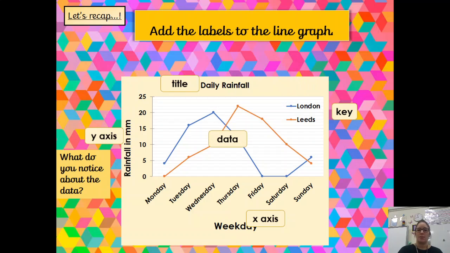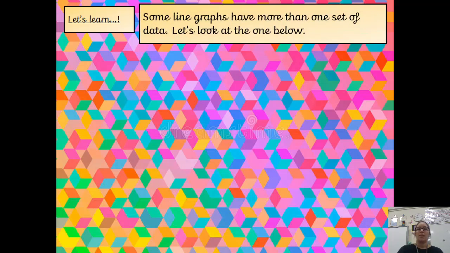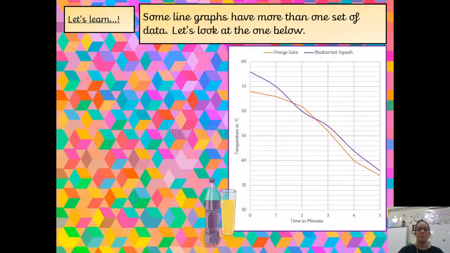What do you notice about the data? What's different about today than yesterday? It's obviously that there are 2 sets, okay? So we're looking at line graphs with more than 1 set of data today. Okay, so some line graphs have more than 1 set of data, like I just mentioned. So let's look at the one below.